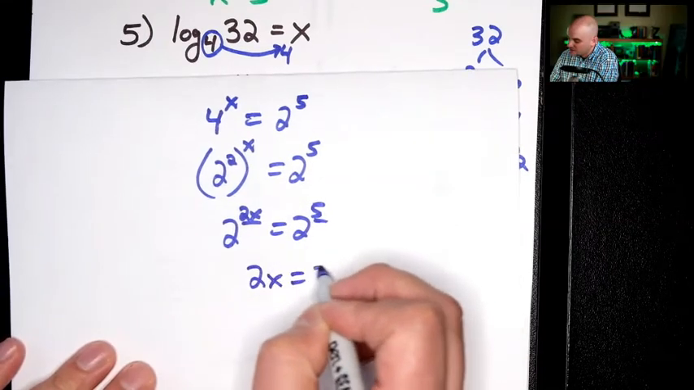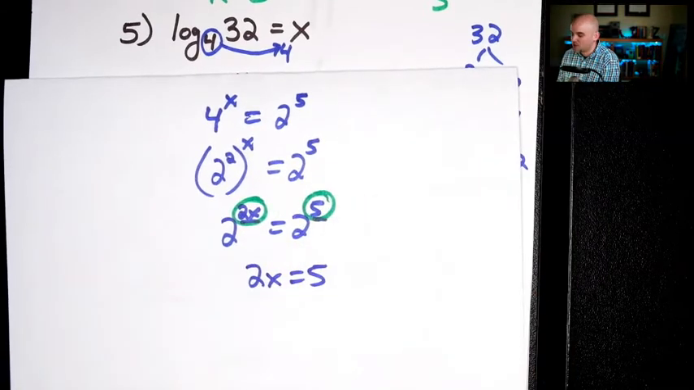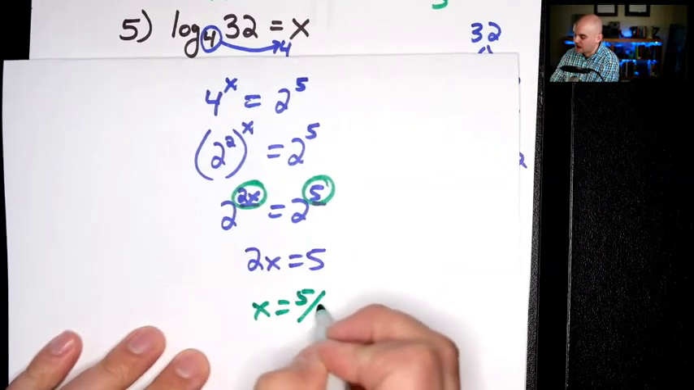So 2x is equal to 5. I'm just taking this exponent right here and setting it equal to that exponent. And then I'm going to solve for x. I get x equals 5/2.